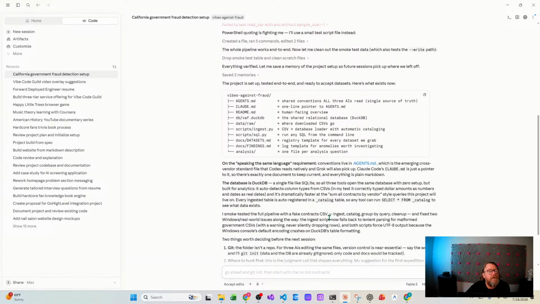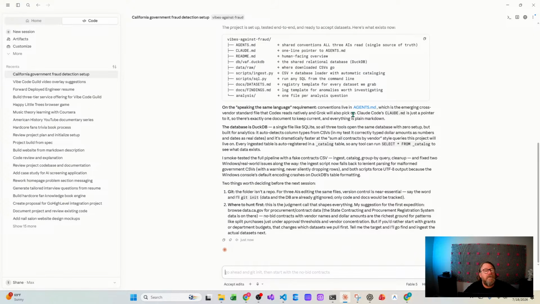Okay, so Claude's done. It's set up Claude.md, which points to agents.md. That's important because Grok and ChatGPT both look for an agents.md file, and Claude looks for a Claude.md. So it trained itself to make sure that all three of them are looking at the same agents.md. It's got a README so that people can look at it, and then it's set up some stuff. Database is duckdb, single file like SQLite. So all three tools open the same database with zero setup.